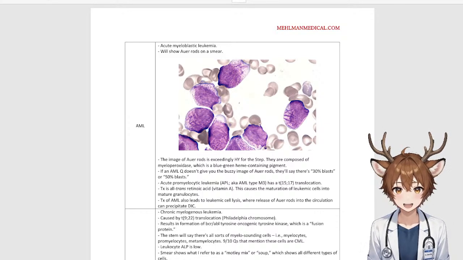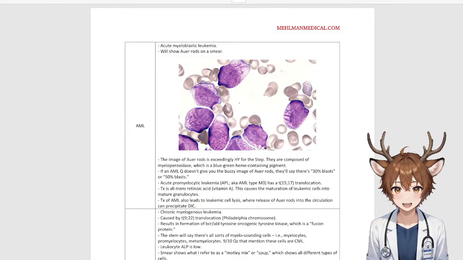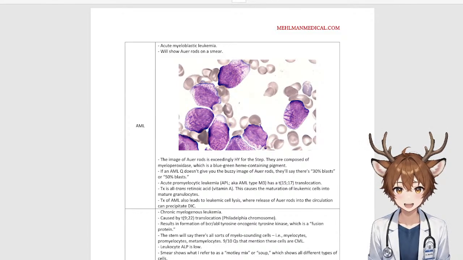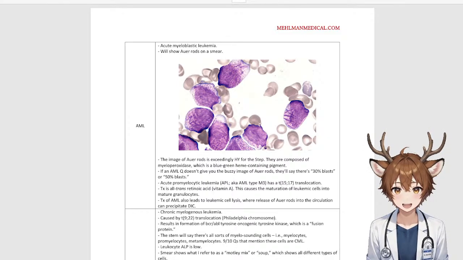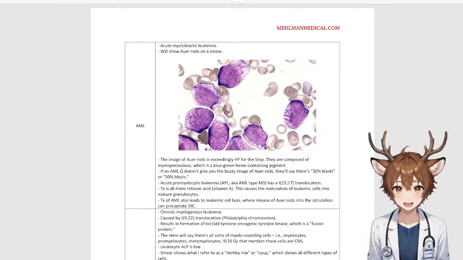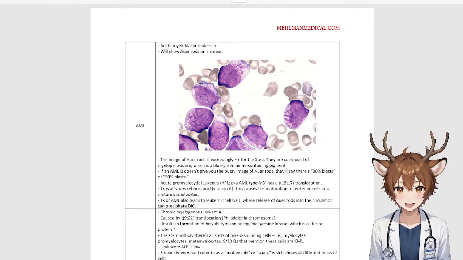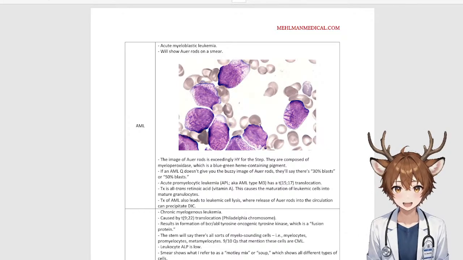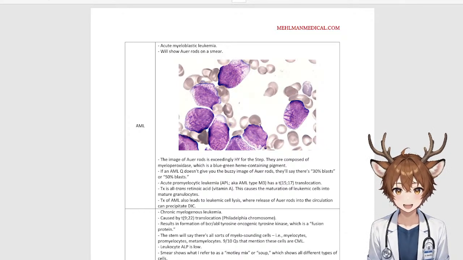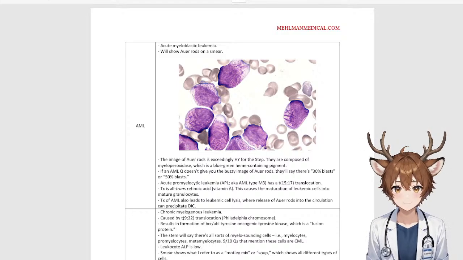Acute promyelocytic leukemia, aka APL, aka AML type M3, has a t(15;17) translocation. Treatment is all-trans retinoic acid, vitamin A. This is because it causes the maturation of leukemic cells into mature granulocytes. Treatment of AML also leads to leukemic cell lysis, where release of Auer rods into the circulation can precipitate DIC.